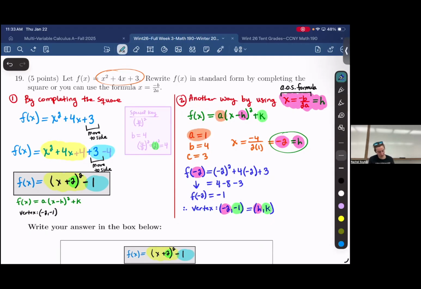So our final answer, once again, we have f of x is equal to a is 1, so we don't have to put anything. X minus -2 is the same as x plus 2 squared minus 1, which is exactly what we got in that first method by completing the square. That's it.